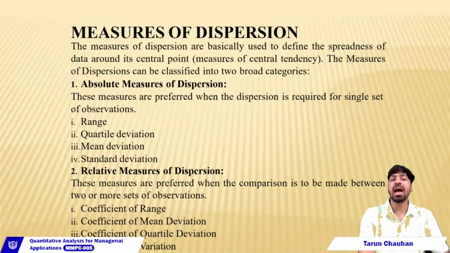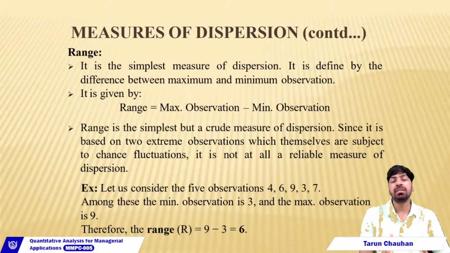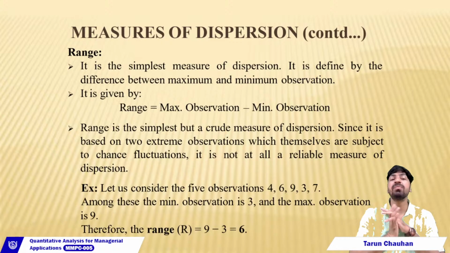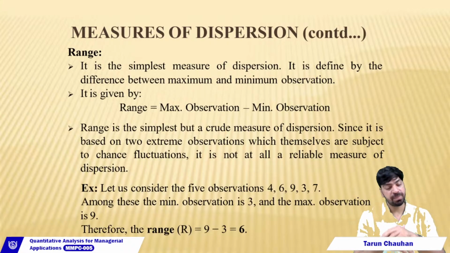So let's begin with the absolute measures of dispersion, of which the first is range. How to calculate range? Mathematically, it is the maximum observation value minus the minimum observation value. In other words, the largest value minus the lowest value. So the difference between the largest value and the smallest value is called the range. Range is the simplest, but it never shows the true accuracy of the data set because it is not a reliable measure of dispersion.